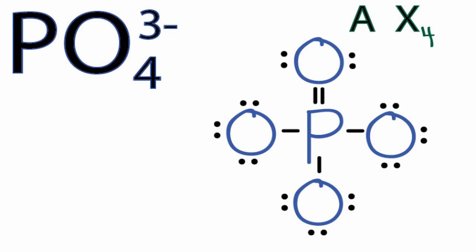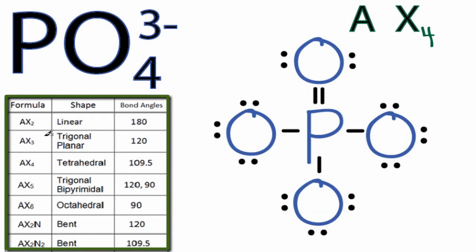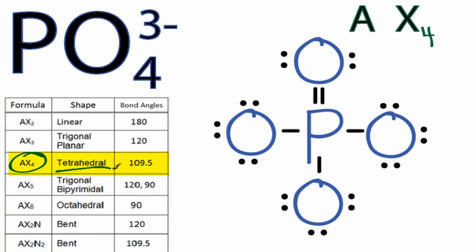We could have either memorized that AX4 is tetrahedral, or we could look it up on a table if we're allowed to do that. So we have AX4, we come down our table, AX2, AX3, and here's AX4, and that tells us indeed that we have a tetrahedral molecular geometry for PO43-, and that those bond angles are 109.5 degrees.